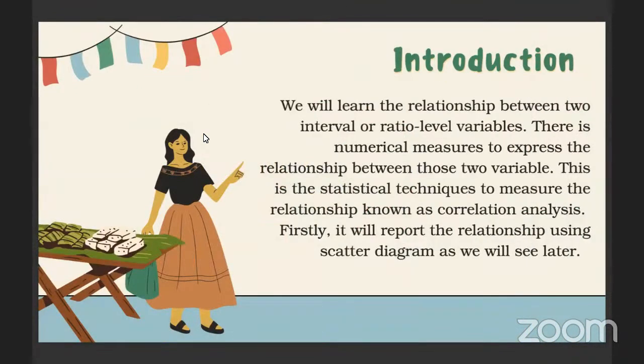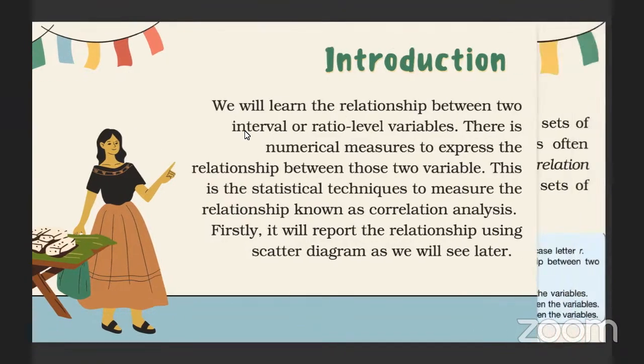In the introduction, we will learn about the relationship between two variables, the variable x and variable y. There are numerical measures to express this relationship, whether it's weak or strong. The measure is called correlation analysis. But firstly, we will report the relationship using a scatter diagram, as we will see in the next slide.